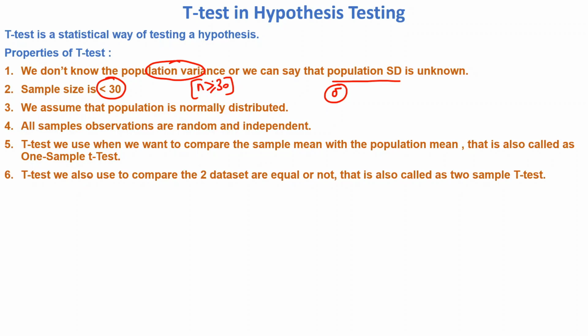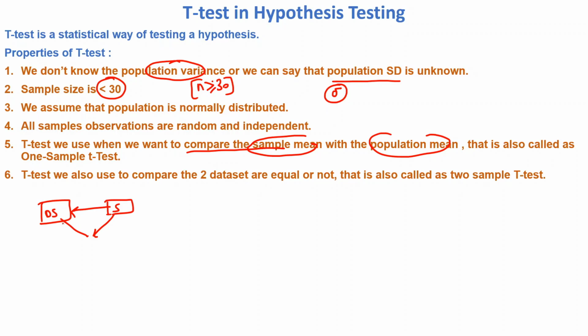So where do we use the t-test? If we want to compare the sample mean with the population mean. Let's say this is your data set and this is your sample, and we want to check whether this sample belongs to this data set, so we can compare the mean of the sample and the mean of this population. In the same way, if we have two data sets and we want to compare whether both are the same or not, we can also use the t-test.